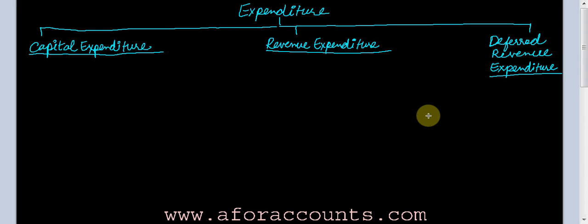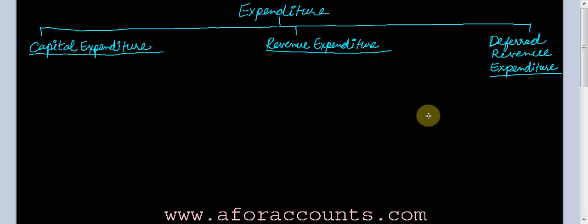Let's talk about expenditures and how they should be placed, whether in the trading account, P&L account, or balance sheet. This theory is very important because it will help you decide where exactly you have to plug in the expenditure. Okay, let's start. Capital expenditure.